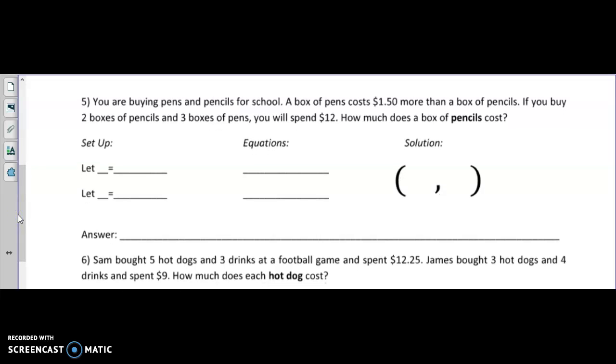For number 5, it's very similar to number 4. You're buying pens and pencils for school. A box of pens costs $1.50 more than a box of pencils. If you buy 2 boxes of pencils and 3 boxes of pens, you will spend $12. How much does a box of pencils cost?